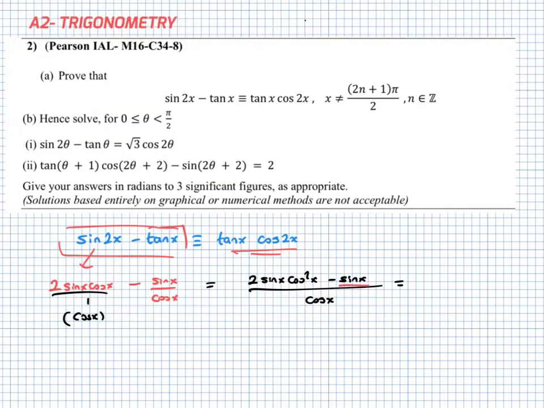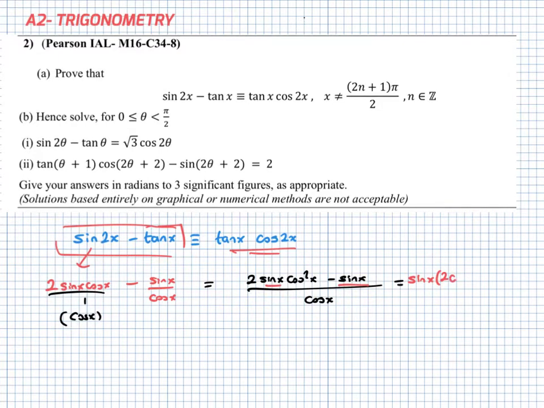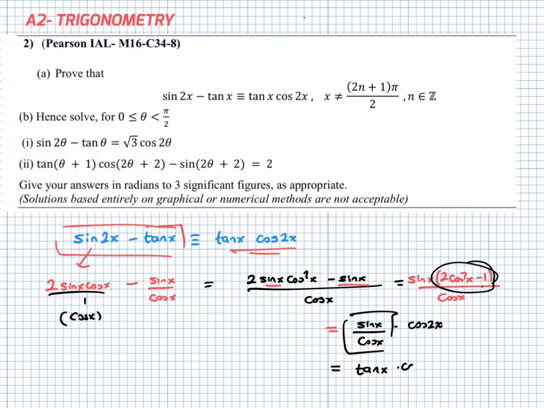And look here, I have sine x and sine x, which I can take out of the bracket. What's left is 2 cos square x minus 1 over cosine x. And this is an expression which you should be very familiar with by now. So sine x over cosine x into cosine 2x. And now we know that sine x over cosine x is actually tangent x, into cosine 2x, which we had to prove with this expression.